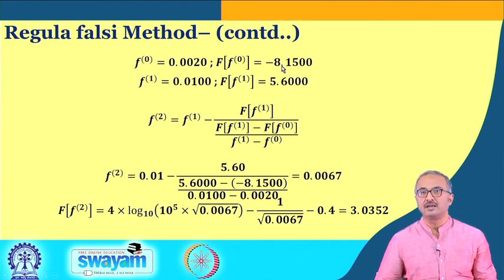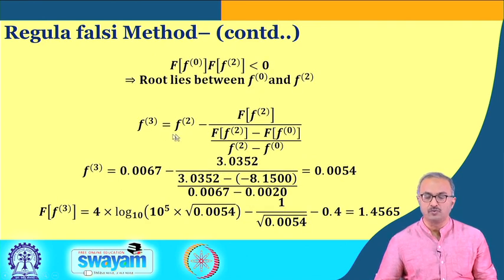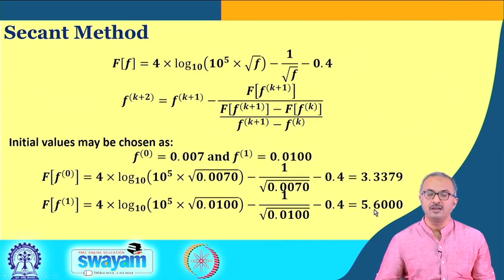That means the new search domain should be between f0, that is 0.002, and f2, that is 0.0067. With this, we find the next updated value, that is f3, and again we find that f3 is coming 0.0054, and at this f3 we find the function value, and this is coming to a positive value. As we have done earlier, we again take the product, and we can keep on finding the new search domain.